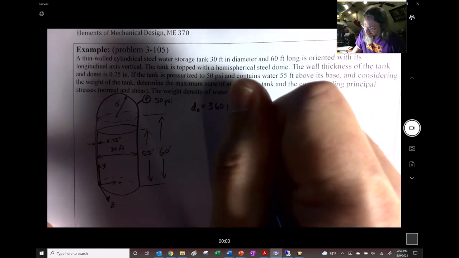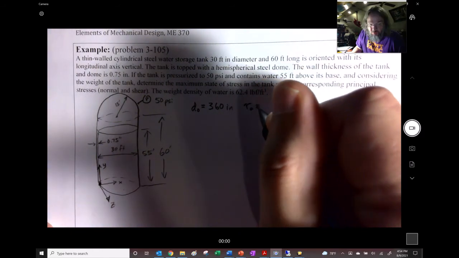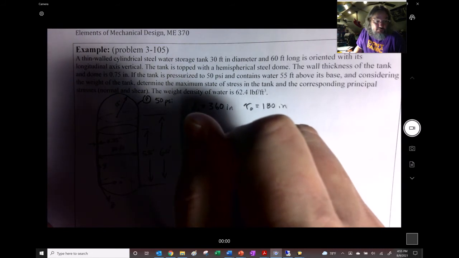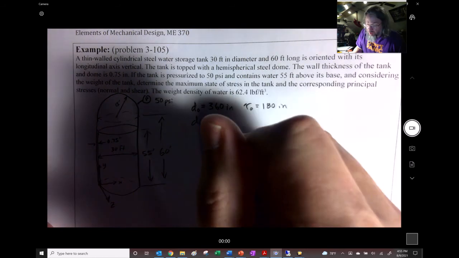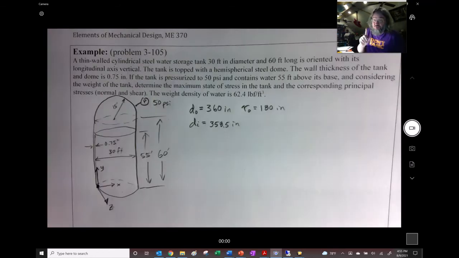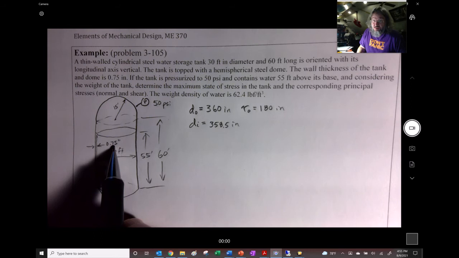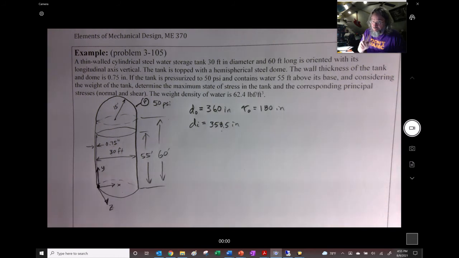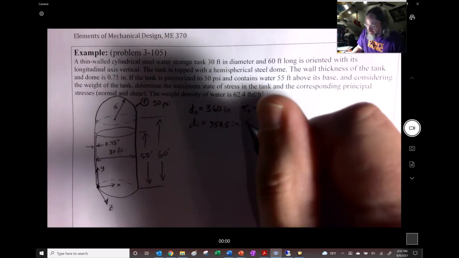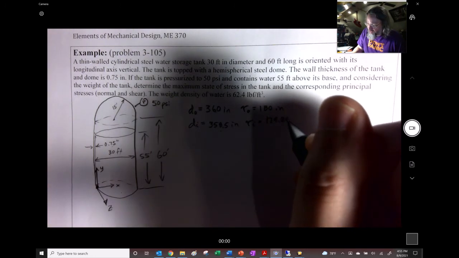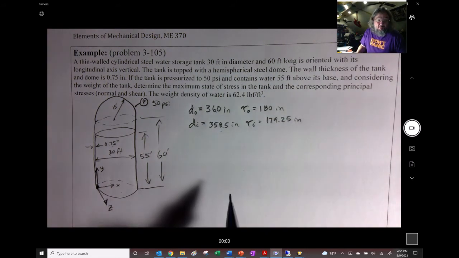So 360 inches in diameter. That's 30 feet. So the outside radius is 180 inches. The inside diameter, we could subtract that out right there. I'll just do the numbers. 358.5 inches, right? You got to make sure you're subtracting 2 times the thickness. The thickness is 1.5, so subtract out 1.5 from 360, and you get this, right? So you have to go 2 times the thickness when there. Or you could have just subtracted the thickness from the radius, right? So that was 179.25. Right, subtracting out the 0.75.